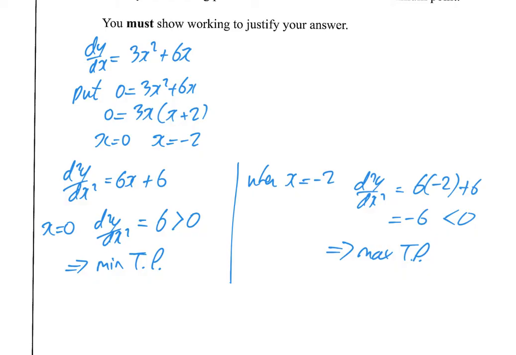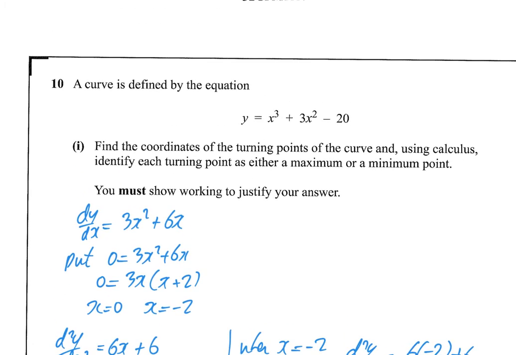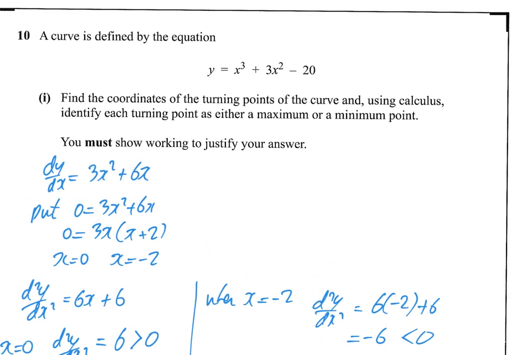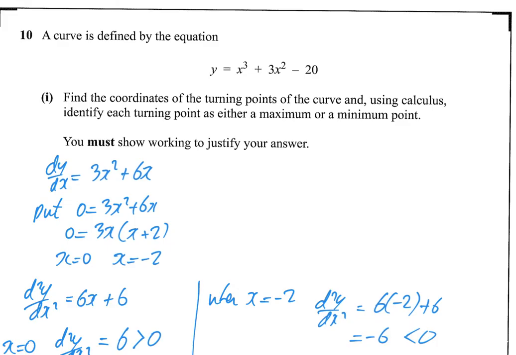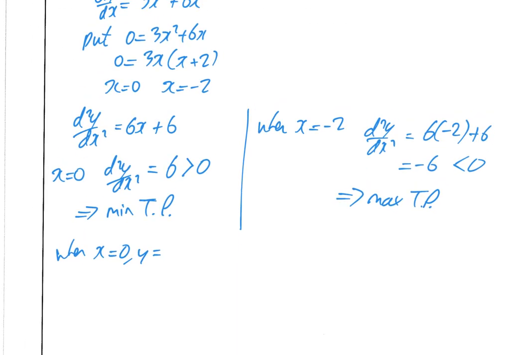So when x equals 0, y is equal to, and you're putting it back into the original equation here. What was that? x cubed plus 3x squared minus 20. So it's going to be 0 cubed plus 3 times 0 squared minus 20, which of course is just equal to minus 20. So tidy up your answer: 0, minus 20 is a minimum turning point.